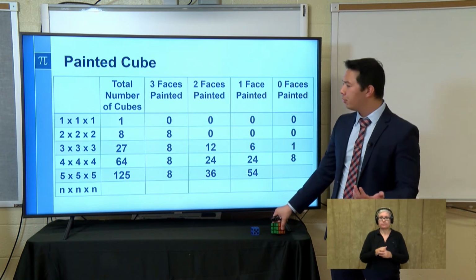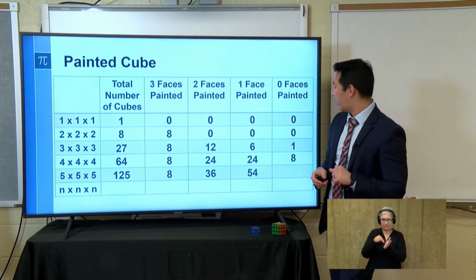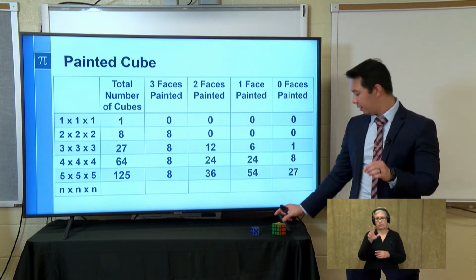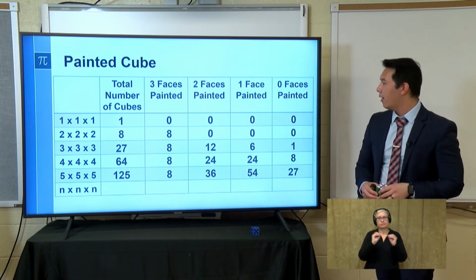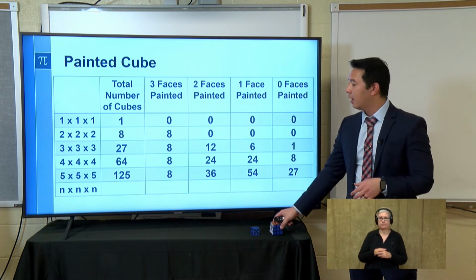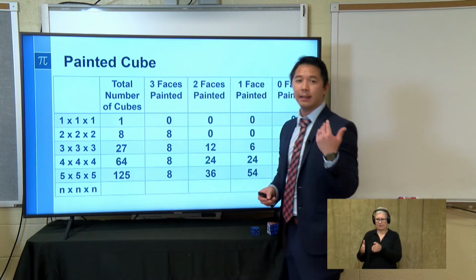And then when I remove all of the cubes that have paint on them, I'm left with a 3 by 3 by 3 cube in the very center that has no faces painted at all. Now, how can we establish any kind of pattern for any size cube?